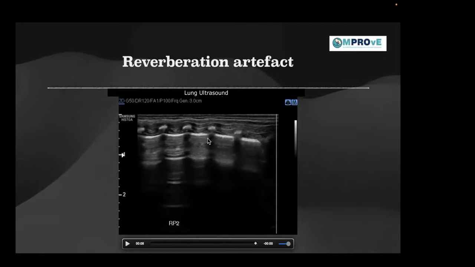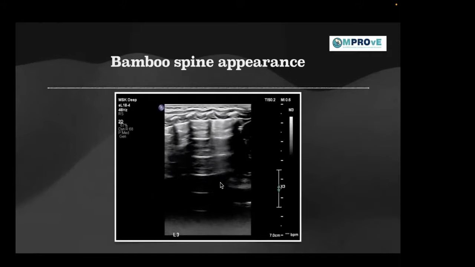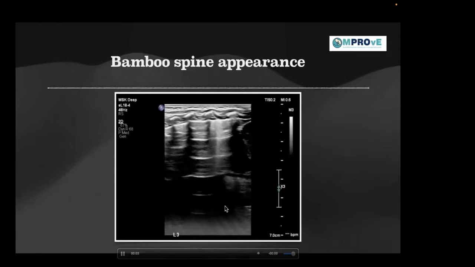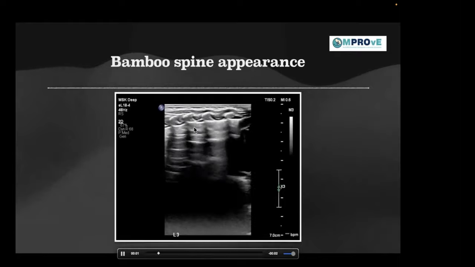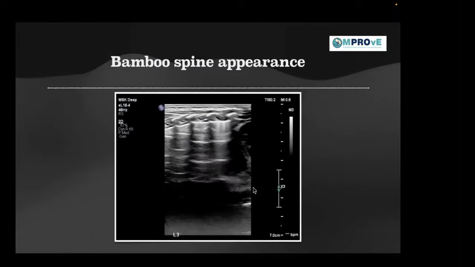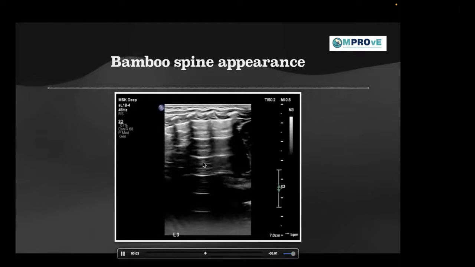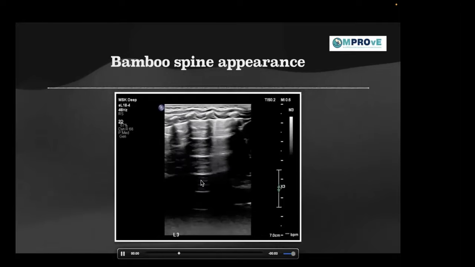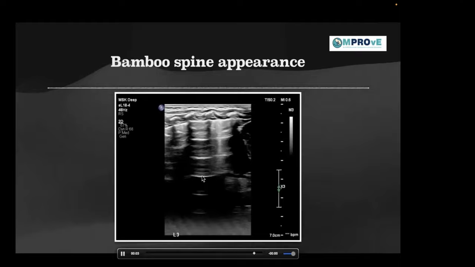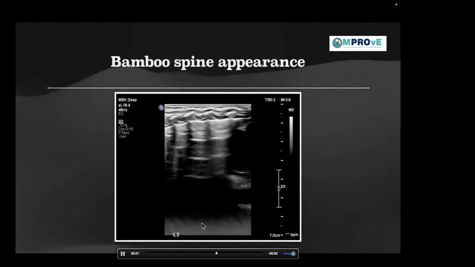Comet-tail artifacts and whatnot. But always, is there a pleural line? Number one. And then, is there a pleural sliding? The second question is always pleural sliding. And again, we like to give names, by all stretch of imagination. So this looks more like a bamboo spine. If you see what I mean, it looks like bamboo trees. Again, it's nothing but the A lines all the way to the bottom of the screen.